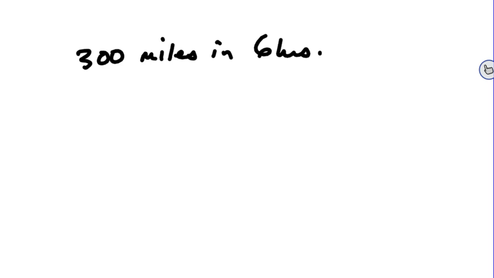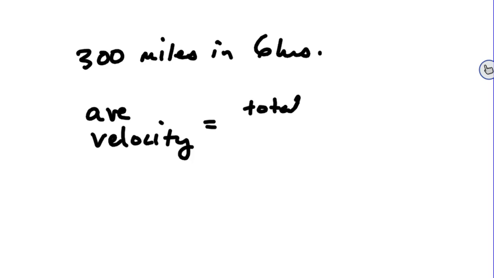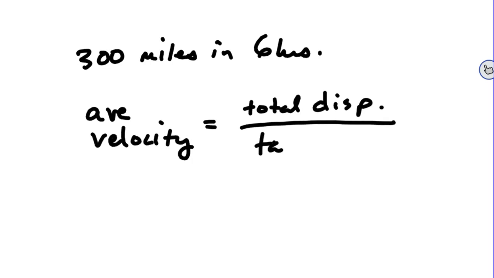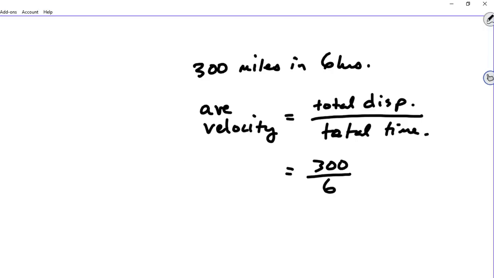So one way to answer the question is to say that we traveled on average 50 miles per hour, right? So we can always compute the average velocity by saying what is our total distance, and I'll be a little more careful, total displacement over total time. Well, in this problem, we were displaced 300 miles over a time of 6 hours, which gives us 50.